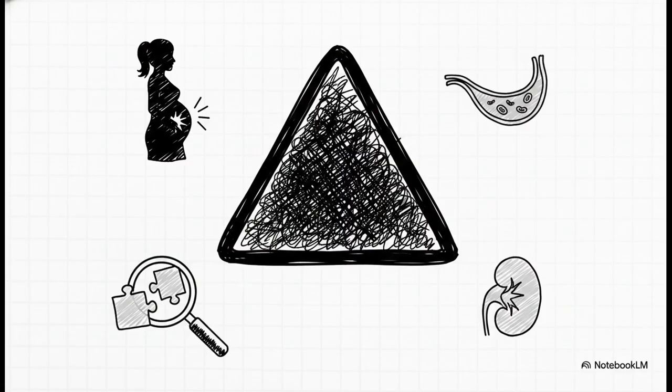And because the stakes are so incredibly high, we always have to carefully rule out the mimics. Things like sexually transmitted infections, pelvic inflammatory disease, passing a renal stone, or even acute appendicitis. These can all present with overlapping symptoms and absolutely must be on your differential radar.